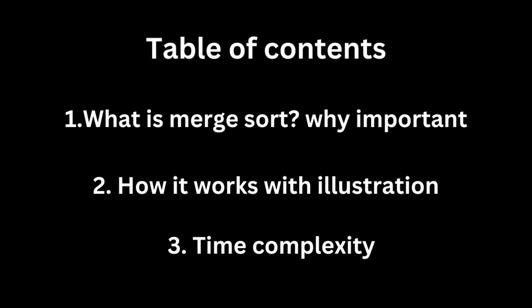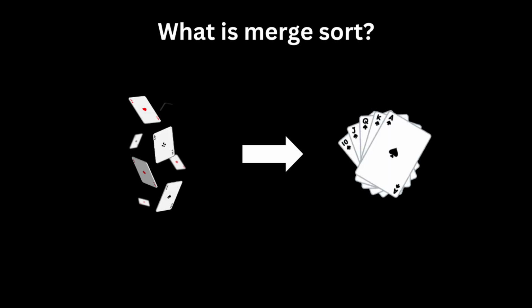Let's get started with a detailed look at what merge sort is and why it's a crucial part of sorting algorithms. Merge sort is a type of sorting algorithm, a method used to organize and order data. Imagine you have a deck of cards scattered all over a table. Sorting them means arranging these cards in order, say from ace to king. Merge sort helps perform this kind of organization, but it does so very efficiently with data in computers.